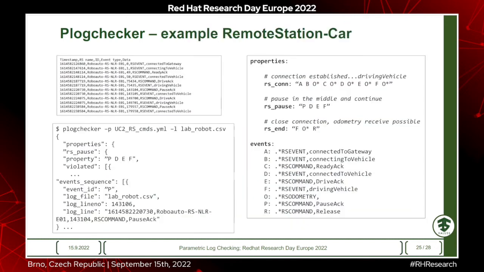We are applying the plog checker at this moment in our Horizon 2020 European project in 2 different use cases. One of them is the use case where you are remotely controlling a car in the streets. So there must be different types of conditions on networks, and also different states within the remote station, the car, the gateway and so on.